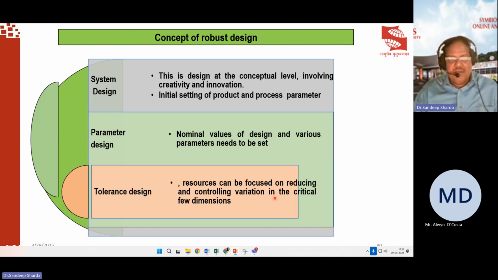So there will be a three-step design process as far as robust design is concerned. First will be the system design, then the boundary design of the subsystem. Based on that, the parameter design, and under each parameter, we are going to go for the tolerance design. But this tolerance design will be in reference to the other parameters also. So this is going to function as a single system, which we call the system design.